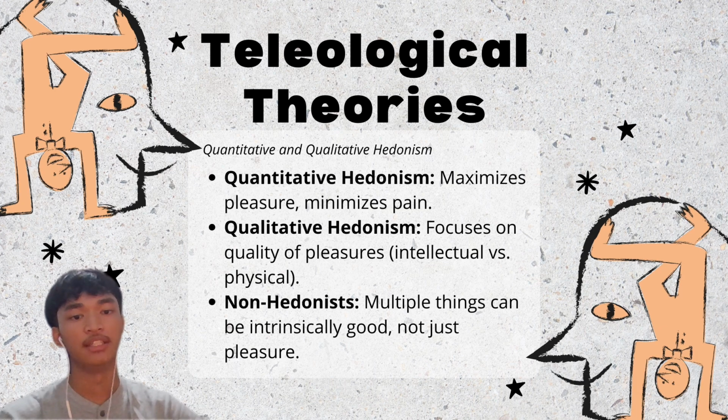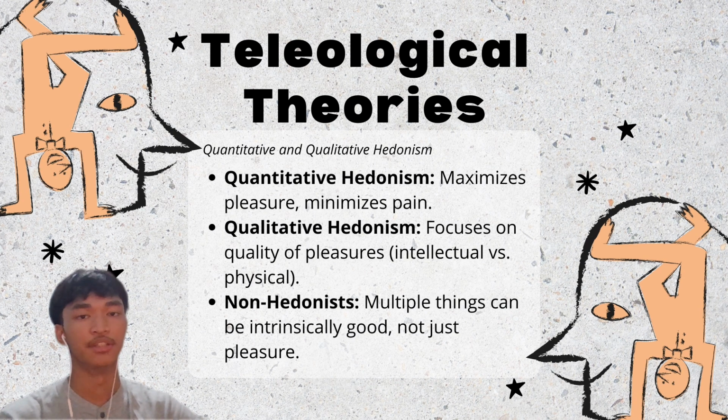On the other hand, qualitative hedonists focus on the quality of pleasure rather than just the quantity. They argue that some pleasures, especially intellectual and artistic ones, are more valuable than mere physical pleasures. Both qualitative and quantitative hedonists agree that there is only one basic intrinsic good, which makes them monists. In contrast, non-hedonists argue that there are many different things that can be intrinsically good, not just pleasure. Because they recognize multiple goods, they are known as pluralists.